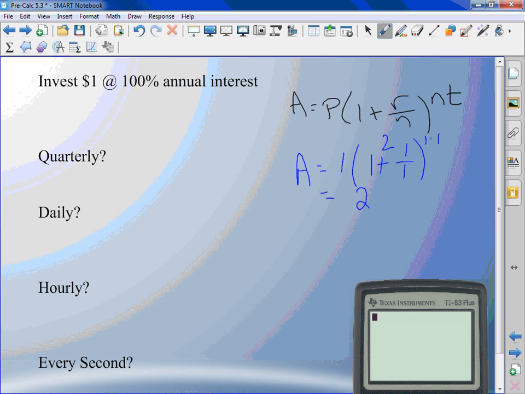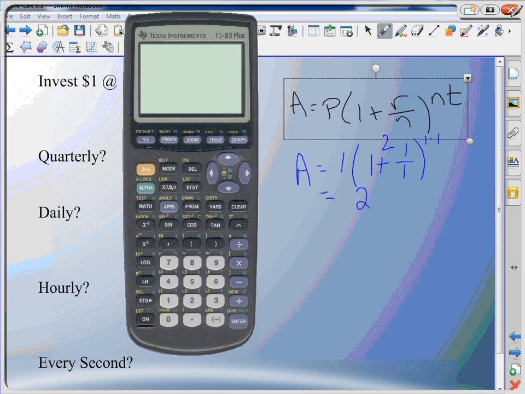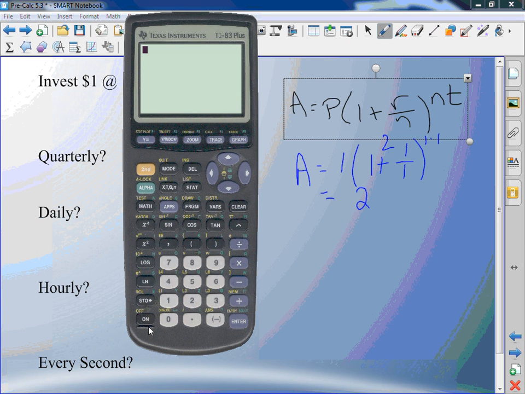You doubled your investment. Now quarterly, I want you to go through and find out how much you would have quarterly, daily, hourly, and every second. So what's going to change in this problem is your N for all 4 of those. For quarterly, it's going to be 1 plus 1 divided by 4 to the 4th, which I get 2.441.